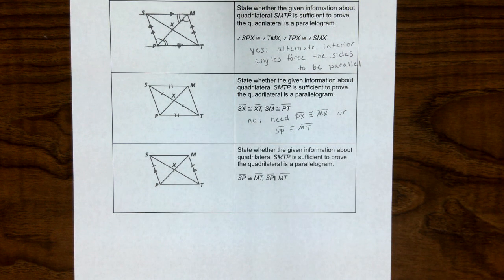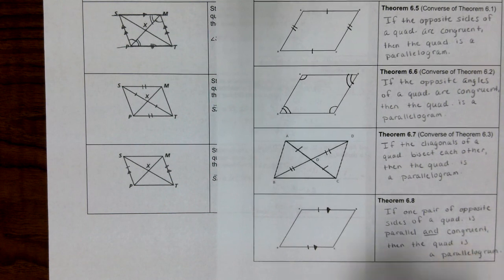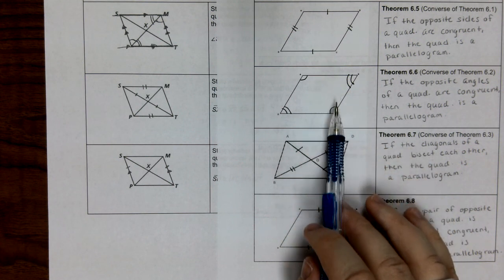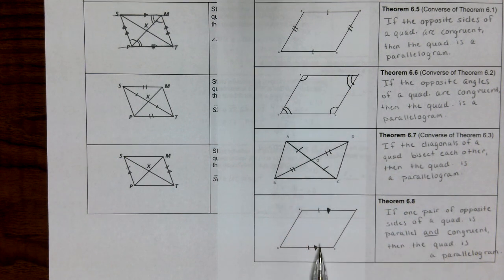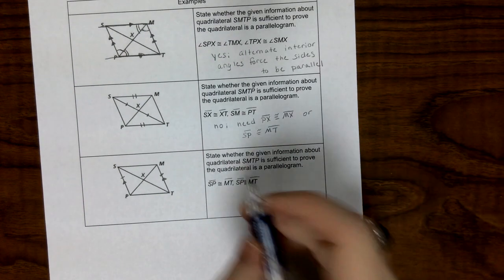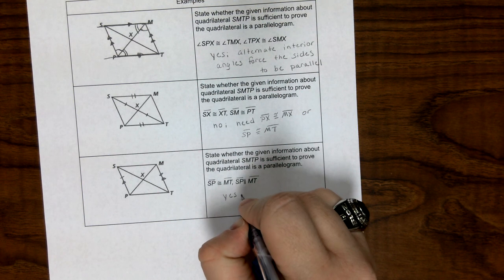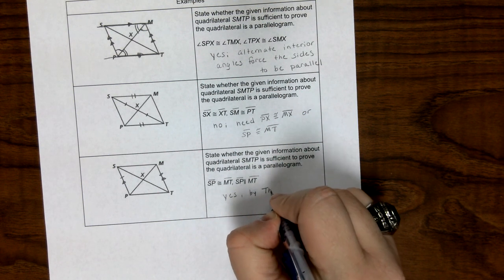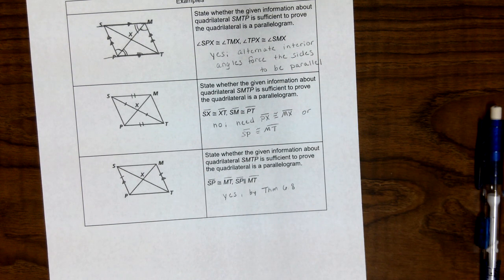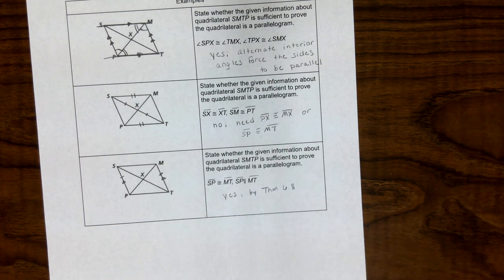Okay, now I'm going to look. Is that enough to say it's a parallelogram? So I'm looking through my picture references. Hey, here it is. We have one pair of sides that is parallel and congruent. So for this example, we're going to say yes, my theorem 6.8. So that theorem says that that's enough to be a parallelogram. Okay.